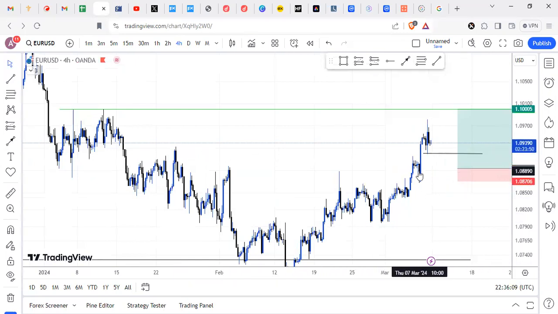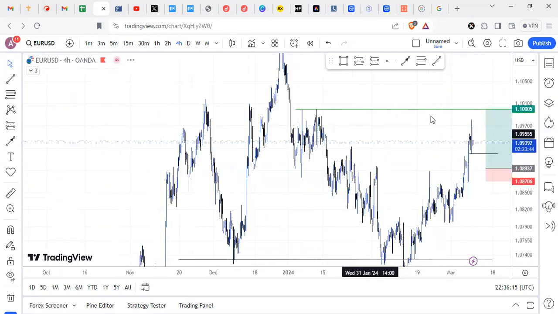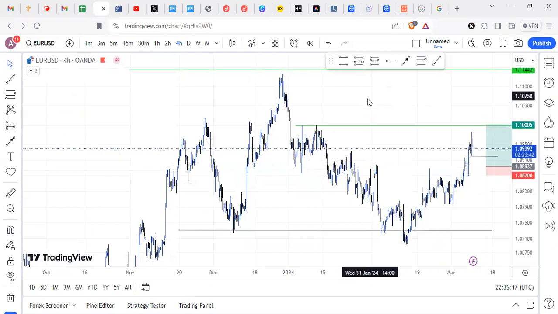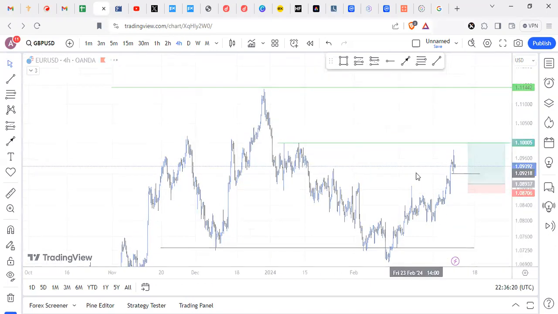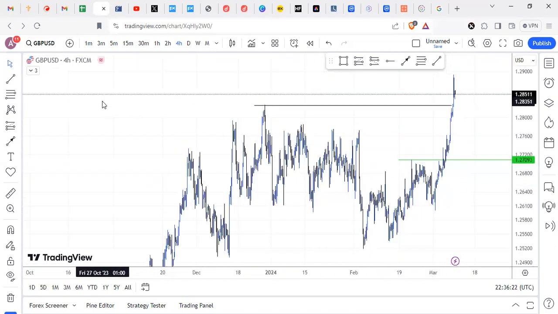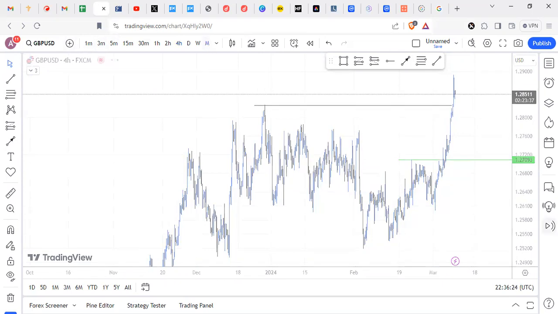I expect Euro USD to come down a bit, take out some liquidity, and then push and take out this high right here. So that's it for Euro USD. Let's look at GBP USD and see what's going on right there. So this is GBP USD. Let's go to the monthly.